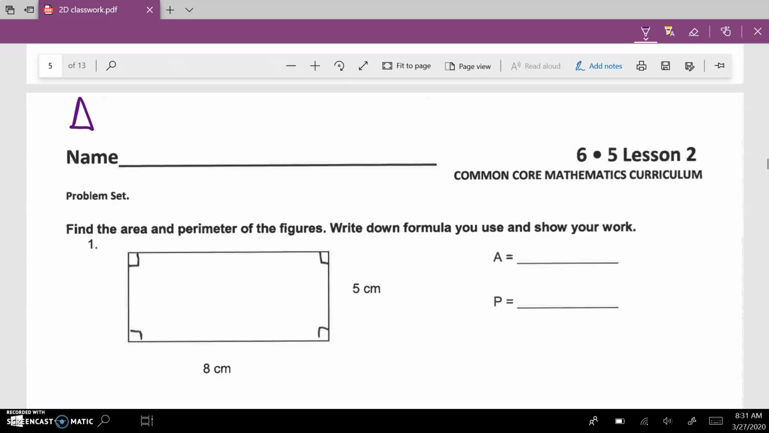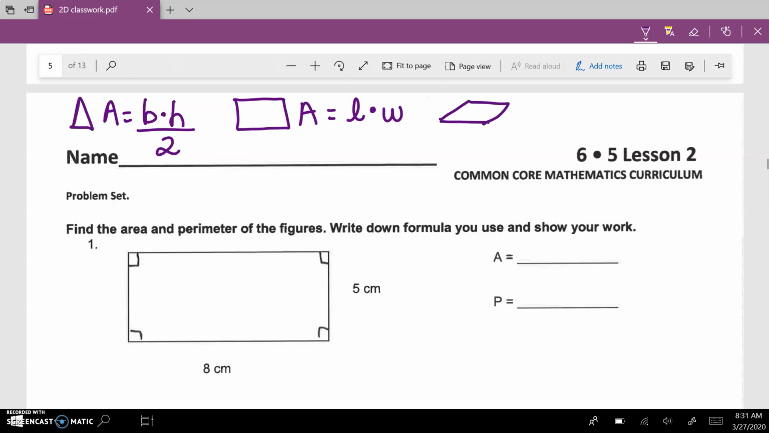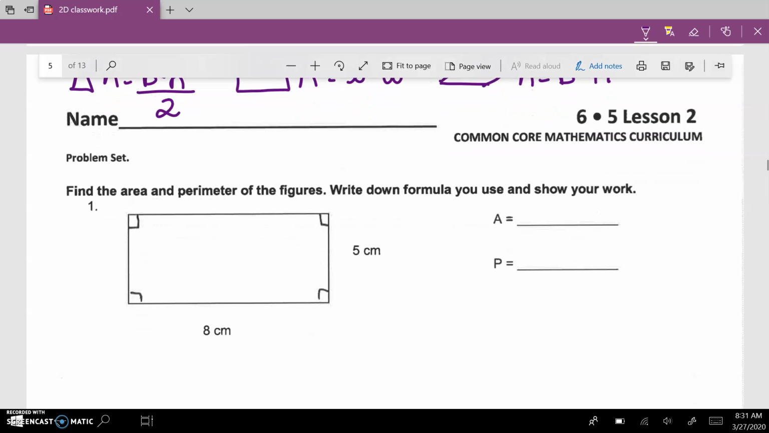So for a triangle, the area is the base times height divided by 2. For a rectangle, usually we like to say the area is the length times the width. And for a parallelogram, which is kind of like that sideways looking rectangle guy, the area is again the base times the height.